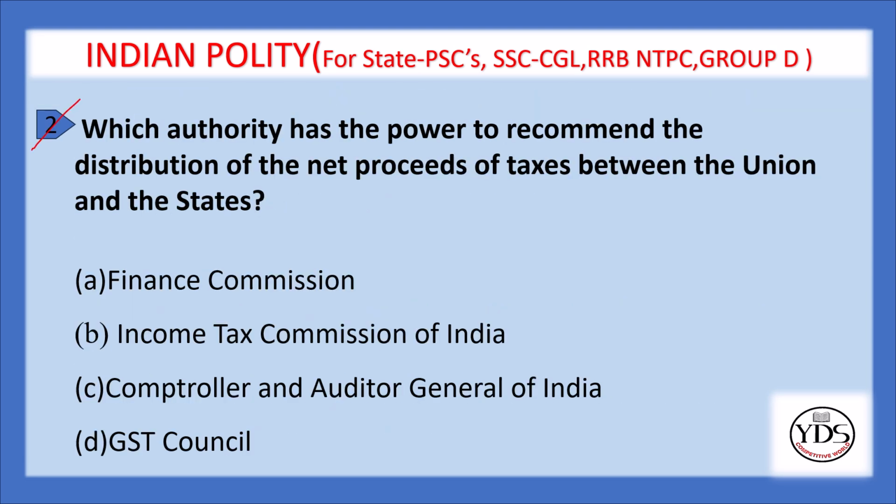Second question. Which authority has the power to recommend the distribution of the net proceeds of tax between the union and the states? Option A. Finance Commission. Option B. Income Tax Commission of India. Option C. Comptroller and Auditor General of India. Option D. GST Council. Finance Commission is the correct answer.